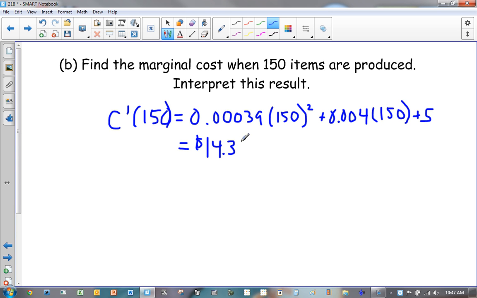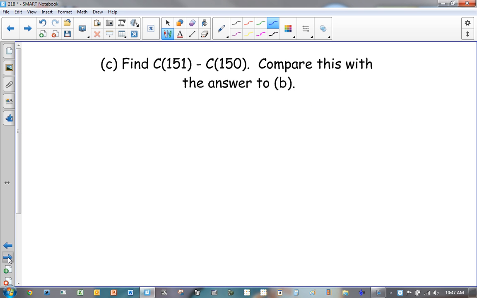All right, $14.38. So if I've already produced 150 items and I want to see how much my cost would change to produce one more, then it would be $14.38. All right. So there you go.